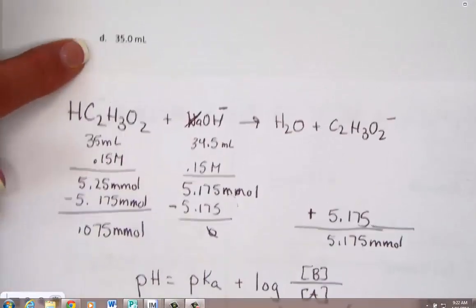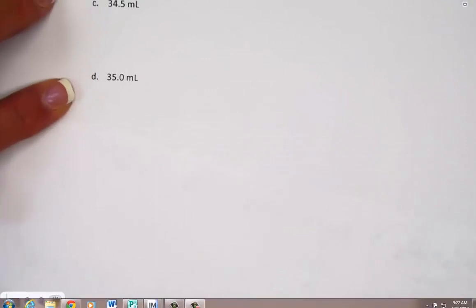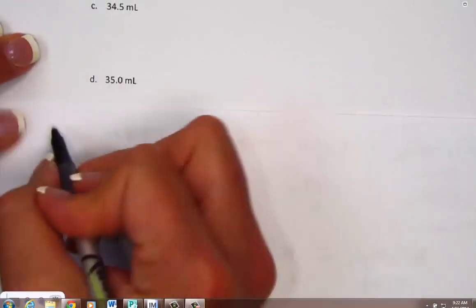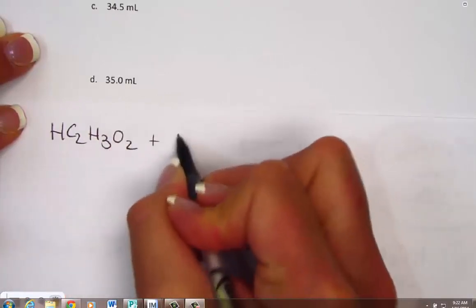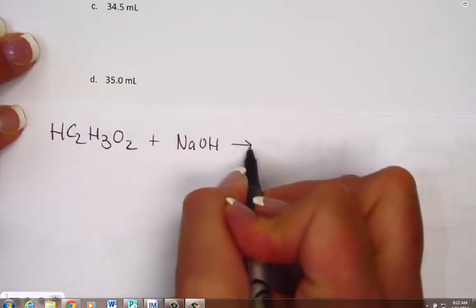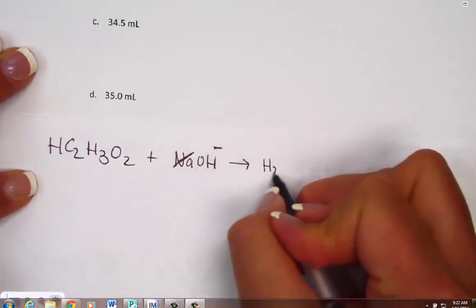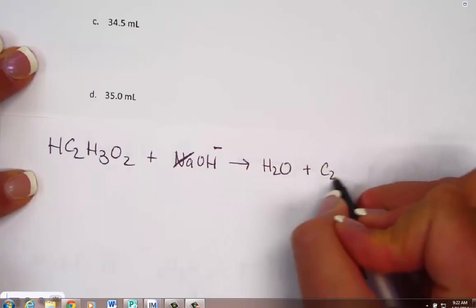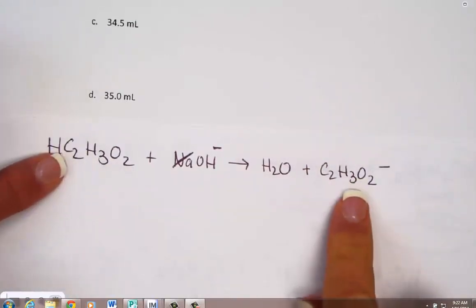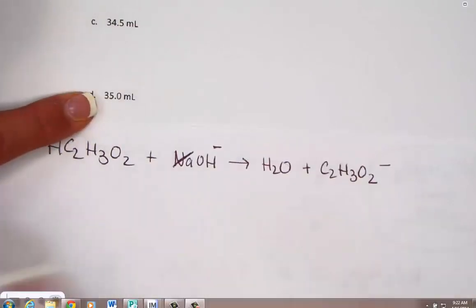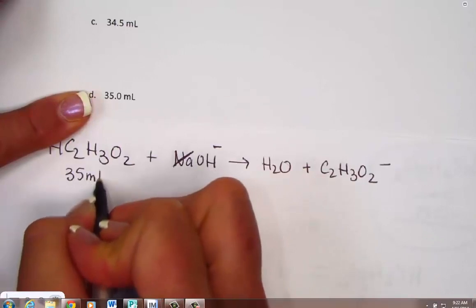What about exactly at the equivalence point? Letter D. Acetic acid plus a strong base produces, let's get rid of that spectator, produces water and the acetate ion. Both of these influence, don't they? Now all of a sudden I'm noticing I have equal volumes of an equal molar solution. We're exactly at the equivalence point.